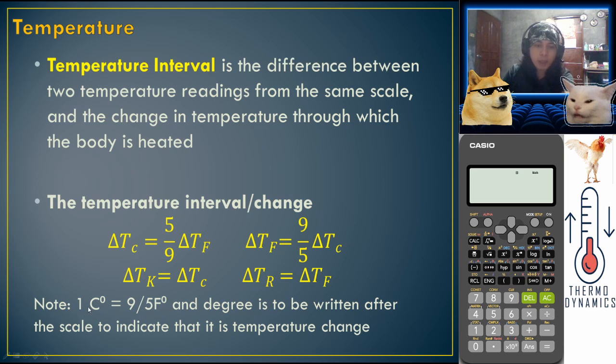Okay, note, 1 centigrade degree is equal to 9 over 5 Fahrenheit degree. And degree is to be written after the scale to indicate that it is temperature change. Ito po yung mahalagang kailangan natin tandaan.